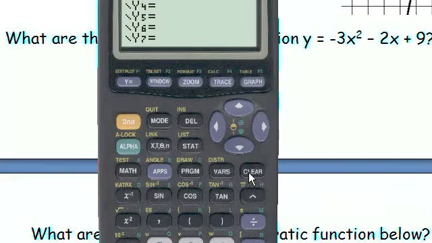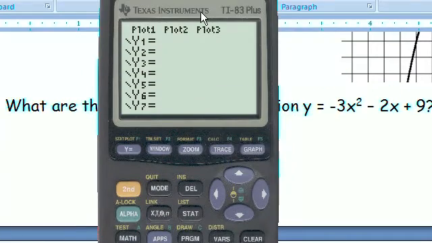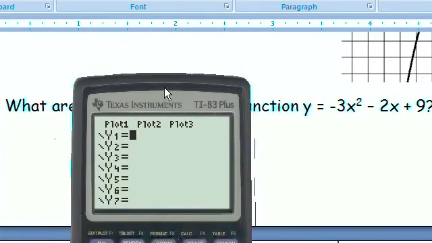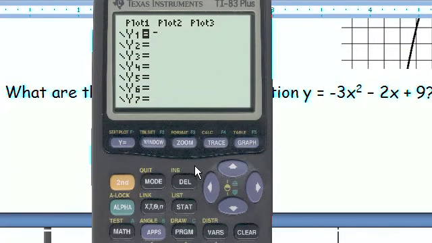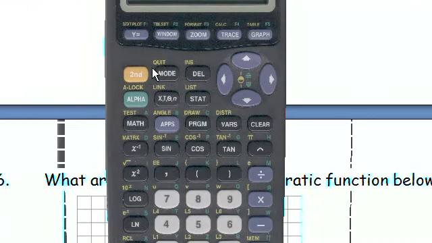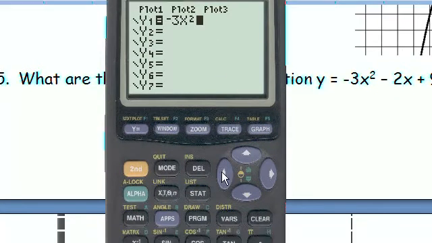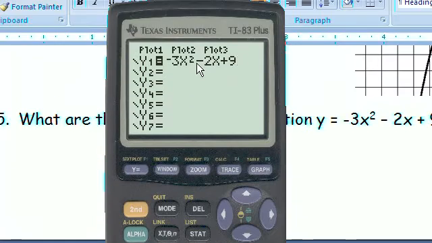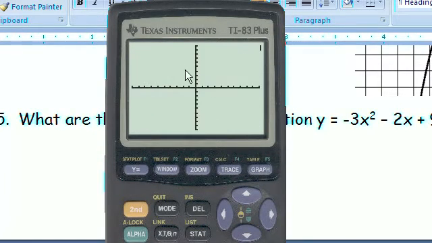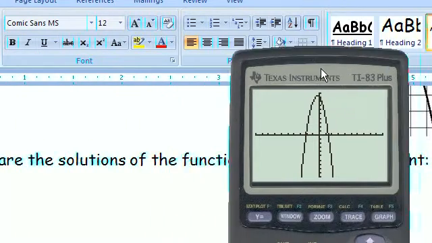I will clear both of our things here. Now, there's a few ways you can do this. I'm going to do it the way we did it in class. So, negative 3x squared minus 2x plus 9. Okay, negative 3x squared minus 2x plus 9. Let's graph it, see what it looks like. Whoa, there it is.